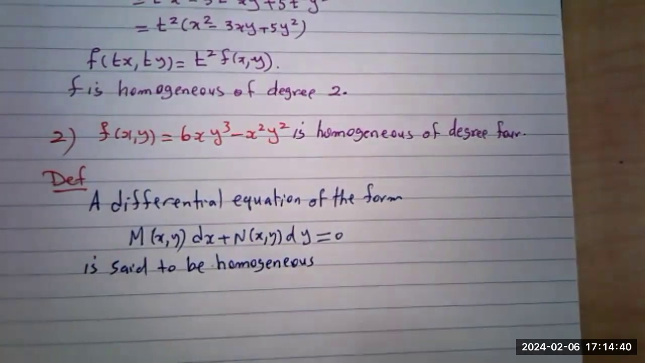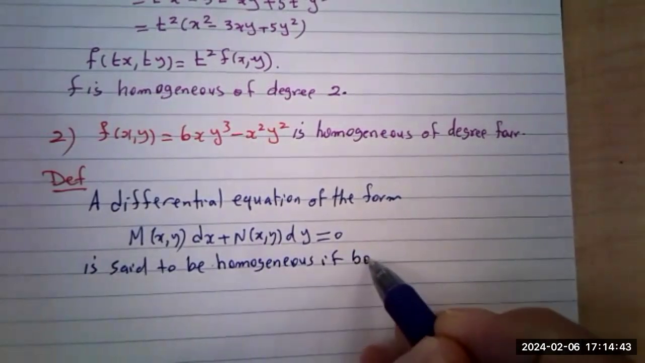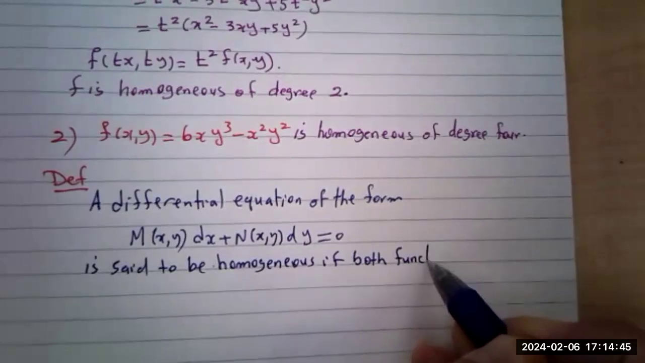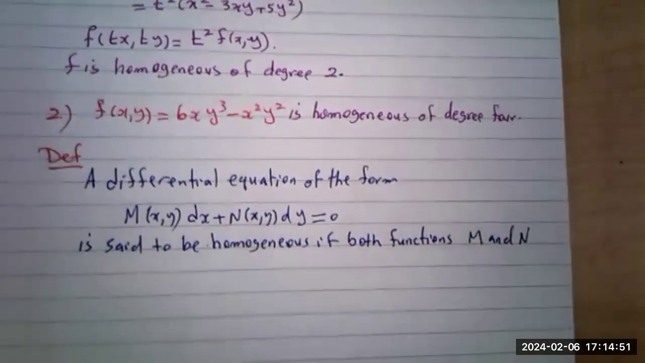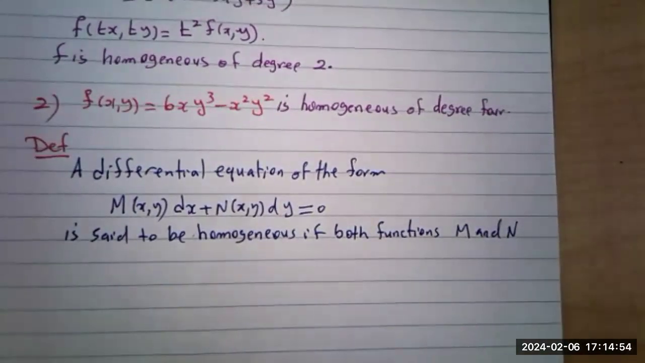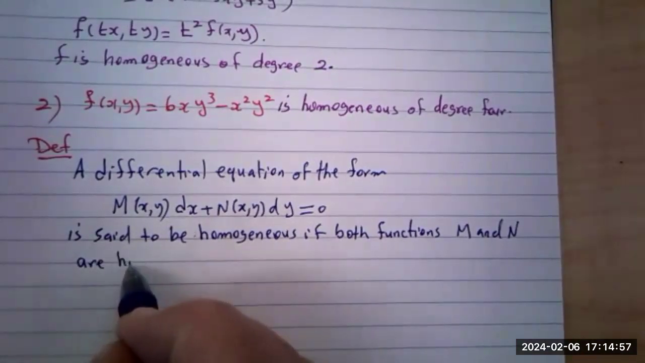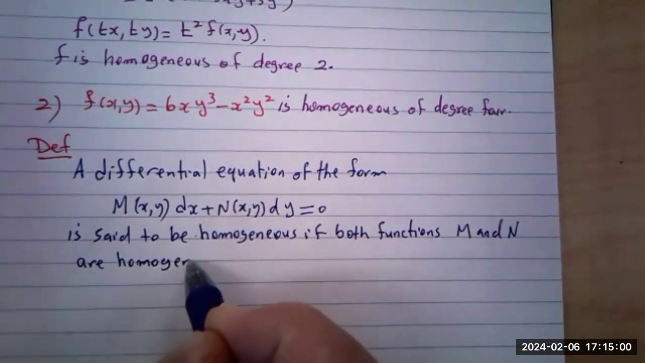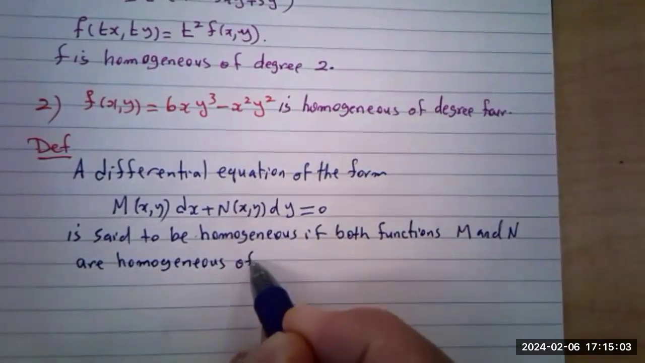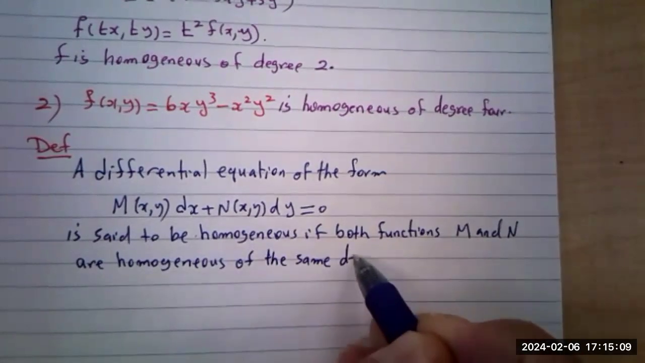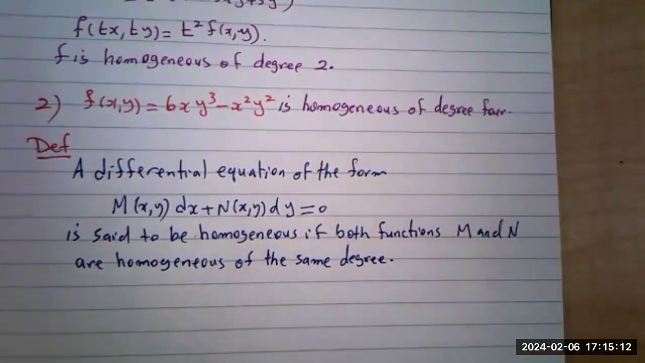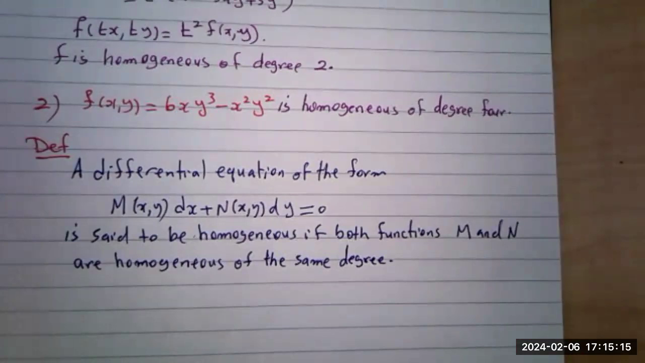Homogeneous if both functions, M and N, are homogeneous of the same degree. The way you check it, you just check the power of each monomial quickly to find out if it's going to be homogeneous. So it's very easy to identify this function.